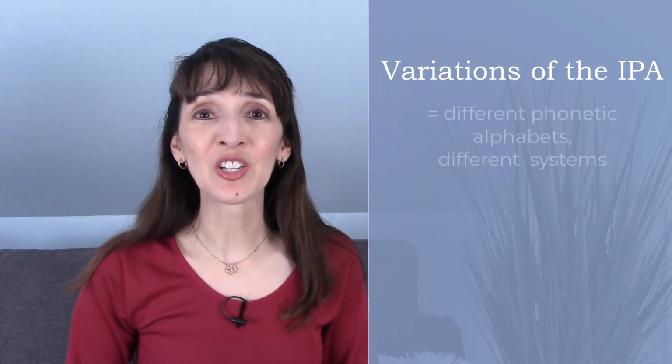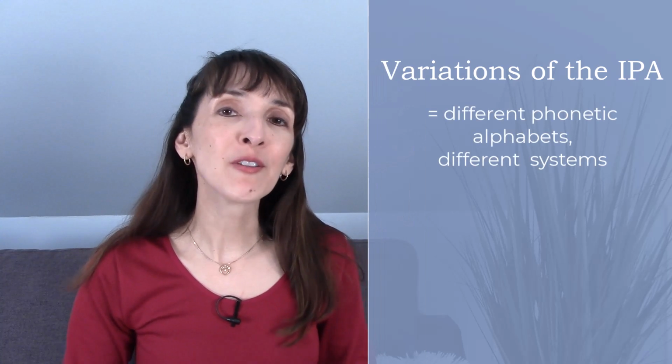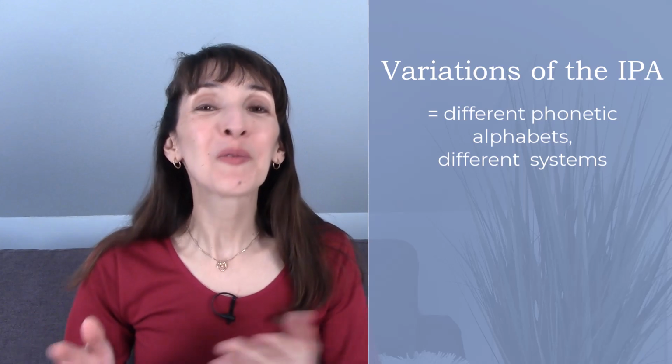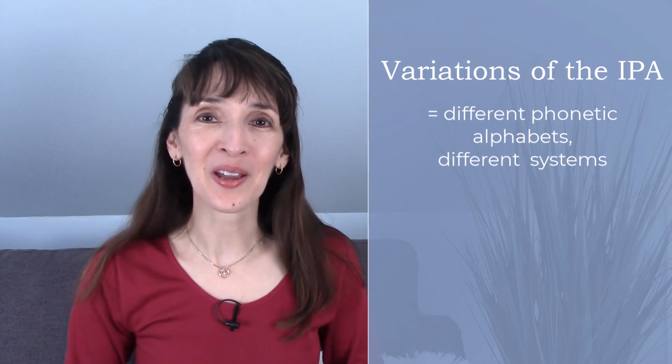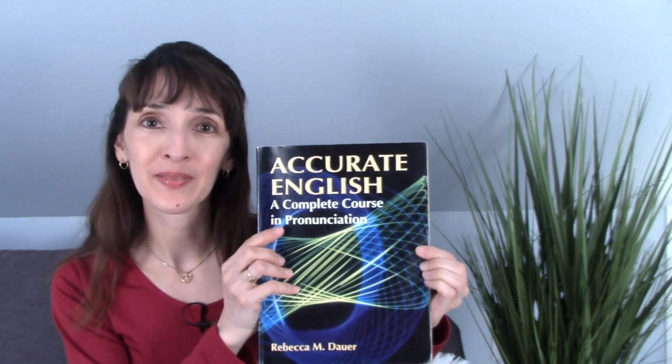I'm Jennifer from English with Jennifer, and using the IPA, I'd like to take you through the consonant and vowel sounds in American English. Please note there are variations of the IPA, but having familiarity with one system will make it easier to understand another. I often refer to the Longman Dictionary of American English, and I have a number of pronunciation textbooks in my personal library. One I've always liked is Accurate English by Rebecca Dower.